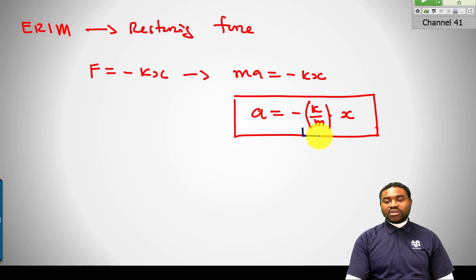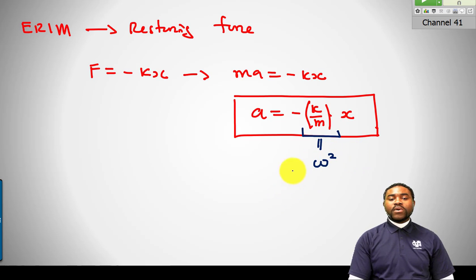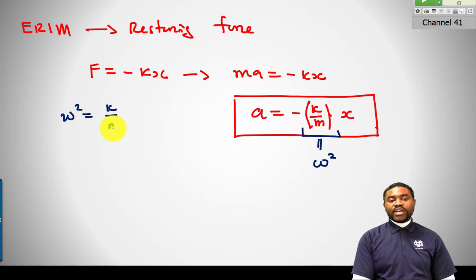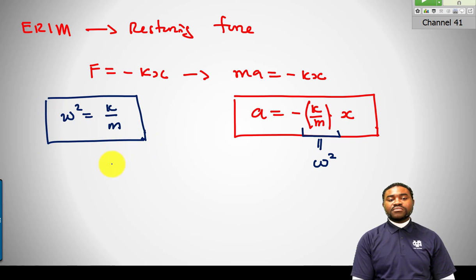This constant is always positive, and because of that, let's represent it by omega squared. This implies that omega squared is equal to k over m. This holds true for all motion that you will encounter. In other words, k is equal to m omega squared.